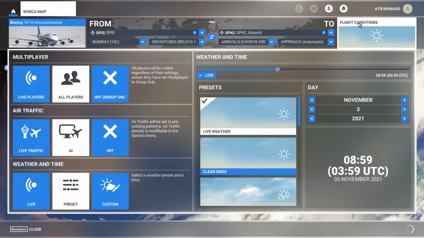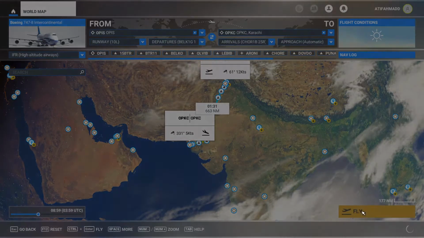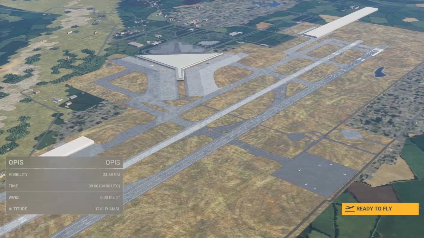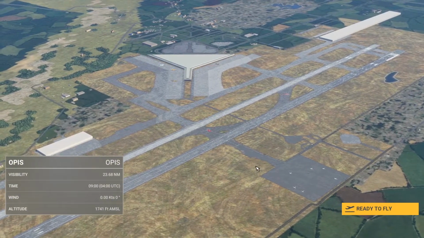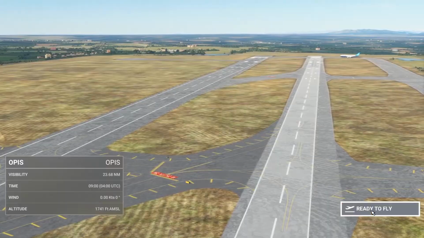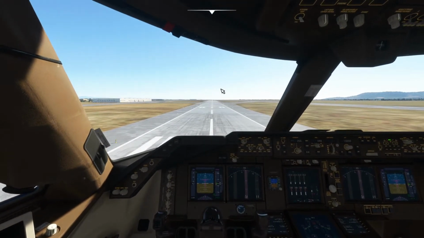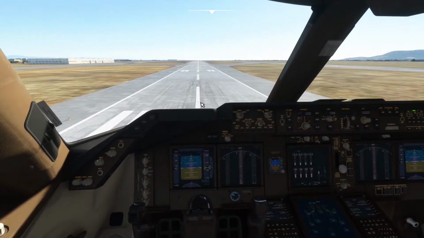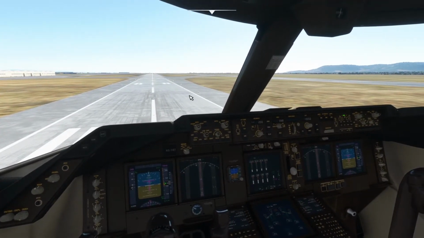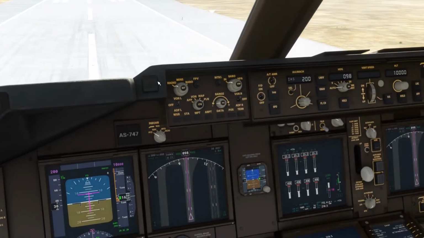So flight condition, it's 9 in the morning. Let's go fly this plane and let's see what happens. Okay, so this is Islamabad airport. Been flying a lot. There's this actual video of me landing at Islamabad airport like 3 years back in 2018 when this airport was newly inaugurated.